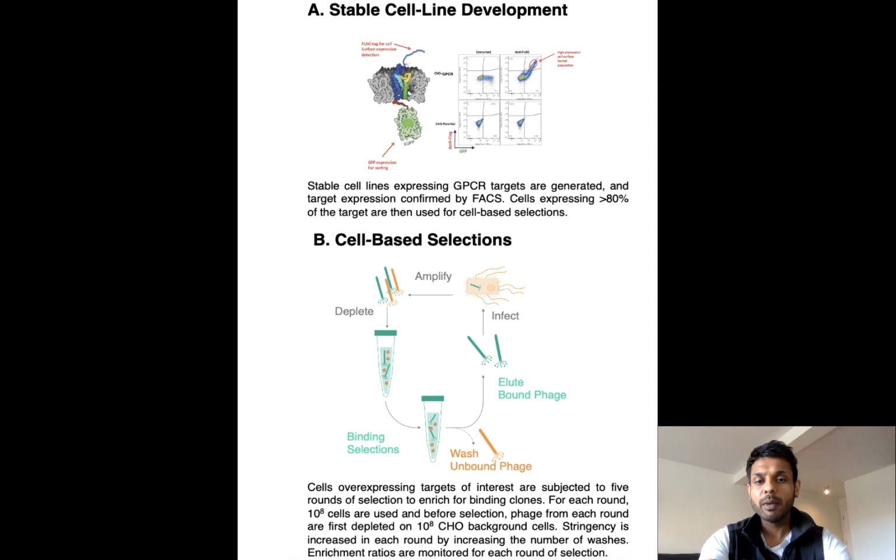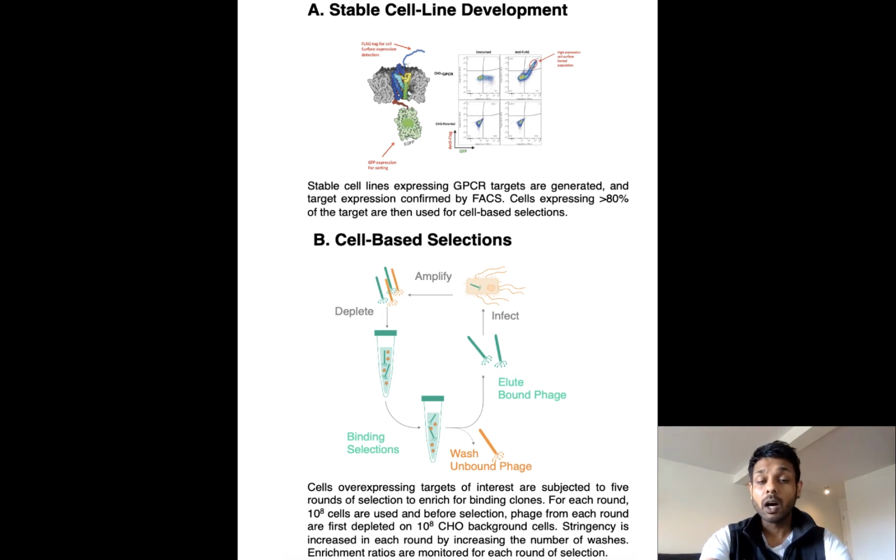So we usually start off by building a GPCR overexpressing cell line. In this example, I'm showing you data from our GLP-1R overexpressing cell line. So once we have a cell line that shows good cell surface expression of our target, we use it in cell-based selections. Our cell-based selection scheme is shown here on the bottom chart. So what we typically do is take our target overexpressing cell line and incubate it with our GPCR-focused library. The non-binders are washed off. The binders are eluted and amplified for subsequent round of selections.